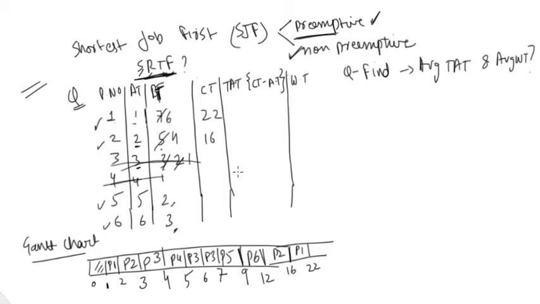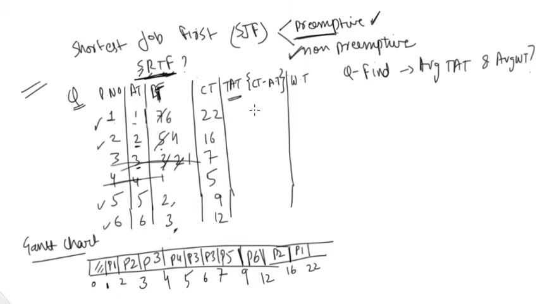P2 completion time is 16. P6 completion time is 12. P5 completion time is 9. P3 completion time is 7. P4 completion time is 5. TAT is simply CT minus AT.